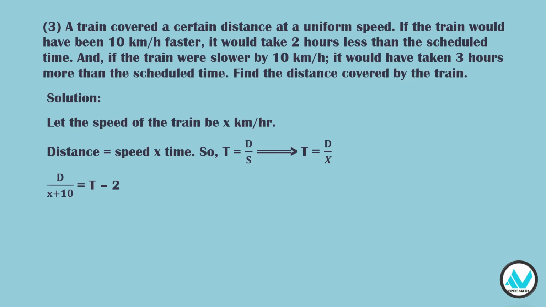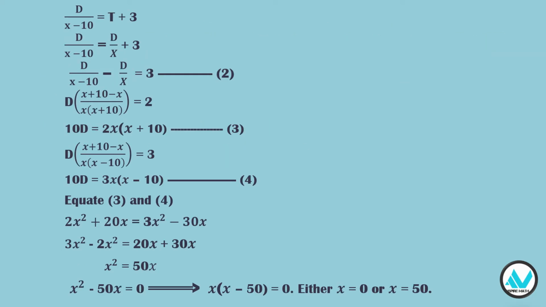If the train would have been 10 km per hour faster, it would take 2 hours less. So my speed gets increased by 10 km per hour, whereas my time gets reduced by 2 hours. Therefore, d by x plus 10 equal to t minus 2. Now we all know that t is nothing but d by x. So I'm going to substitute over here. So I get d by x plus 10 equal to d by x minus 2. Now let me bring the d by x plus 10 to the other side. So I get d by x minus d by x plus 10 equal to 2, which gives me my first equation.